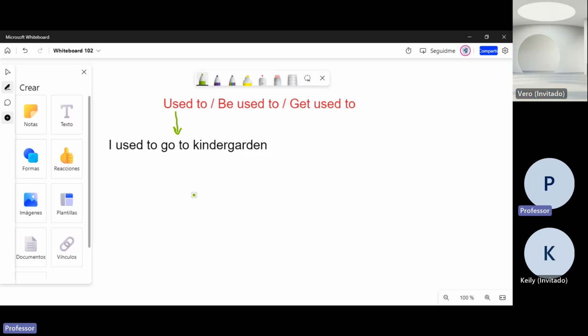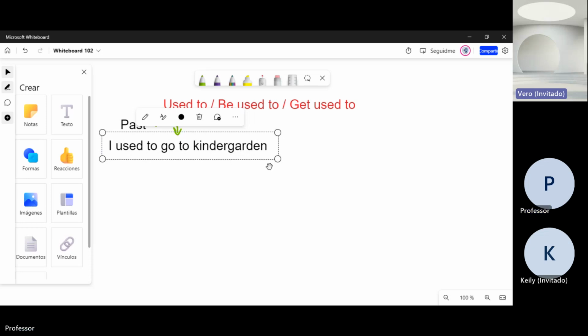"Used to" always refers to the past. It is always referring to the past. Okay, so as we're talking in the past, we need to use the auxiliary "did." Okay, do you know how to create a negative sentence of this sentence? "I used to go to the kindergarten." It would be, "I didn't used to go to kindergarten." There you go.